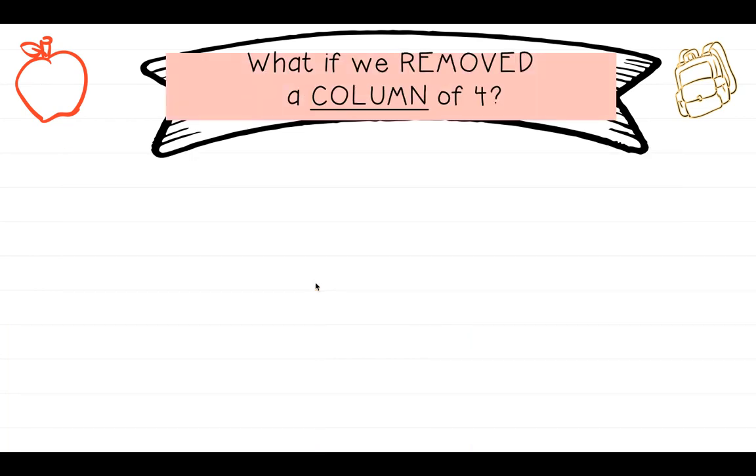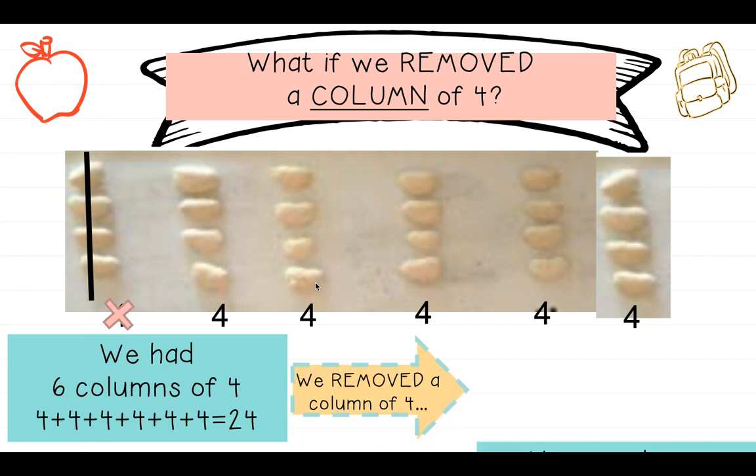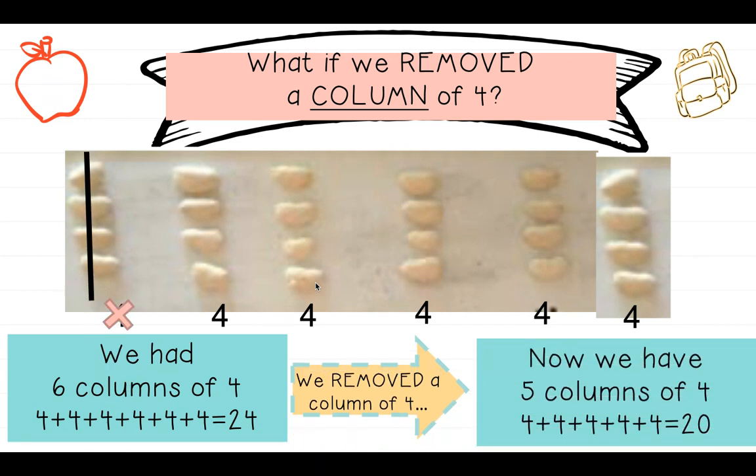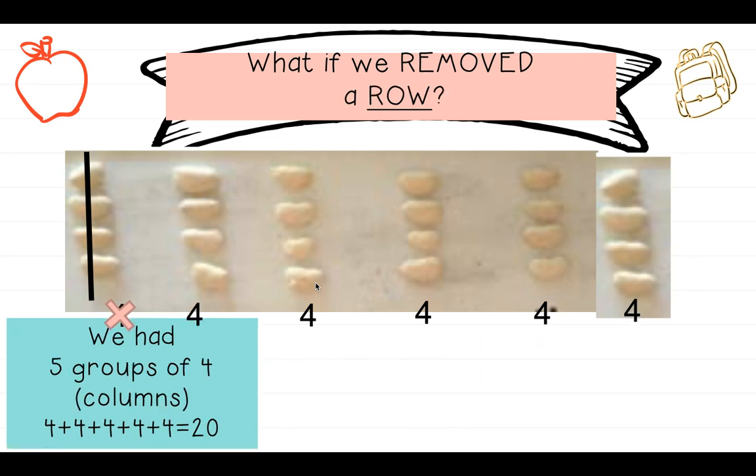So what if we remove that column of 4? You would go back to the original array, okay? I'm just showing you what happens if you add a column or you remove a column, because you're going to have to do this in your assignment today, okay? So now, what if we removed one row?